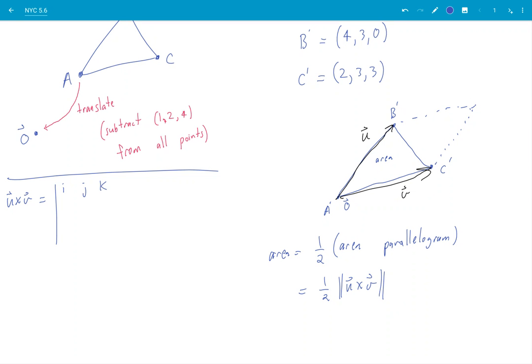I, j, k. U, as I said, will be taken from this point, 4, 3, 0. V will be taken from this point, 2, 3, 3. And what do you get? You get your I is 9. Your J is 12, but minus 12. And then your K is 12 minus 6, yeah. Factor out the 3.